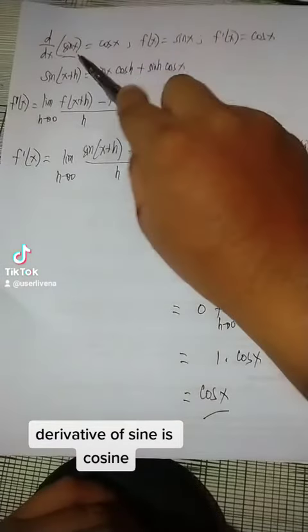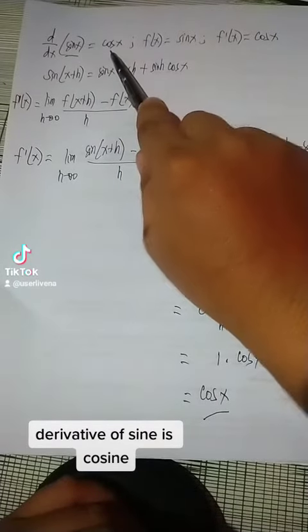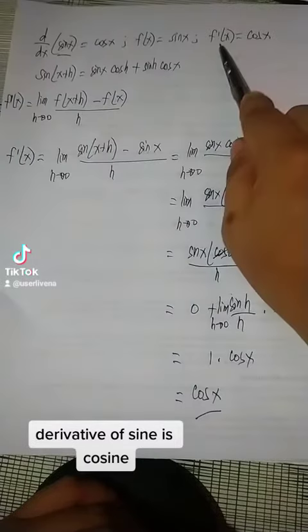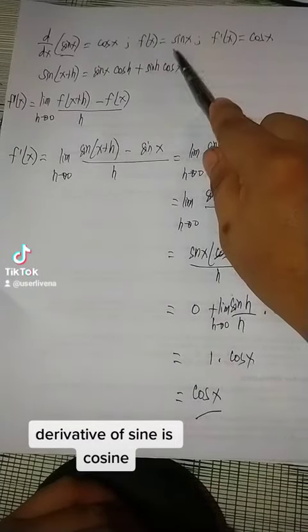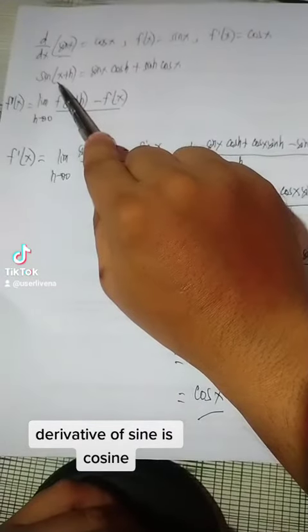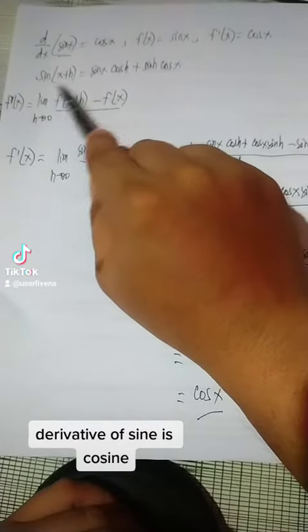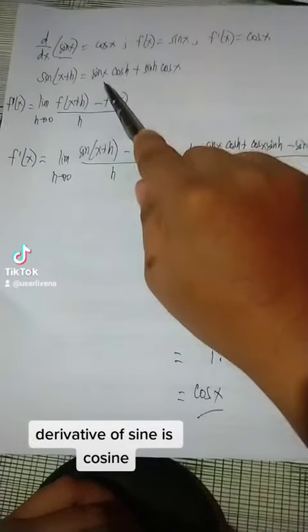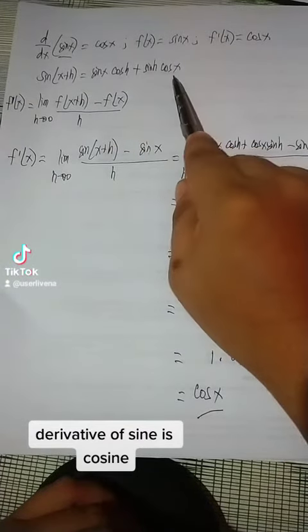We have to prove that the derivative of sine x equals cosine x. Or we say that f prime of x, as f of x equals sine x, is equal to cosine x. And we know, by trigonometric identity, that the sine of x plus h is equal to sine x cos h plus sine h cos x.